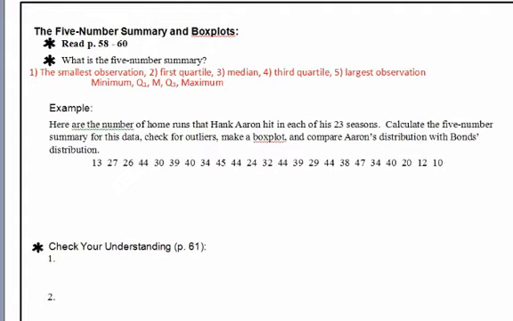These 5 numbers divide the distribution roughly into quarters. So a fourth of the data would be between the minimum and Q1, a fourth of it between Q1 and the median, a fourth of it between the median and Q3, and a fourth of it between Q3 and the maximum. This 5-number summary of distribution leads us to a new graph, the box plot, sometimes called the box and whisker plot.